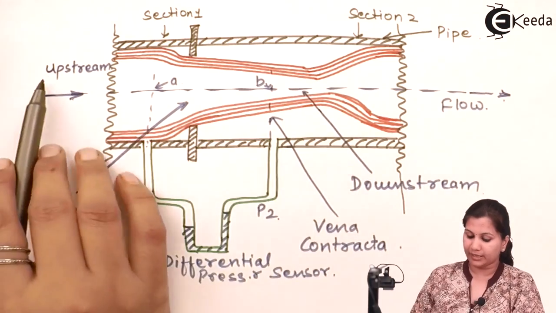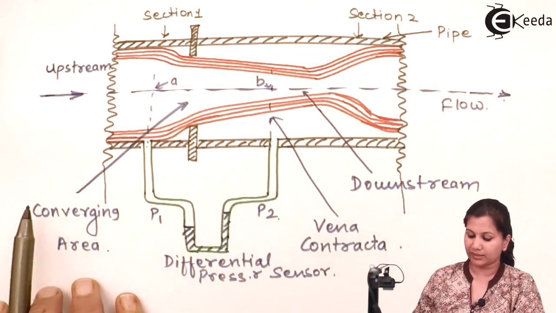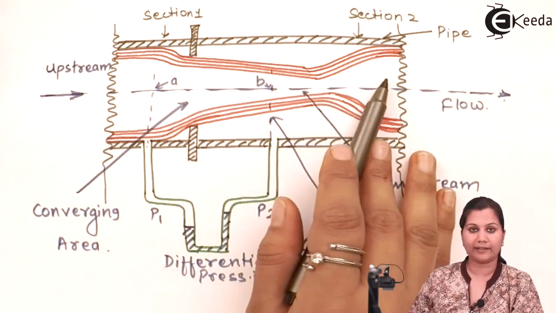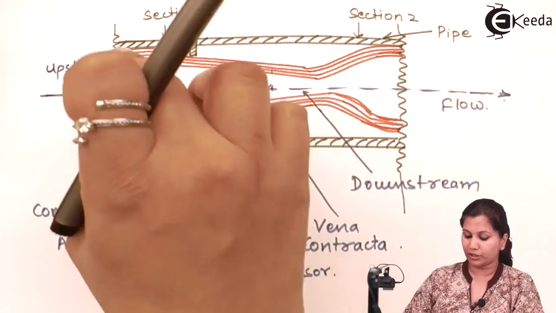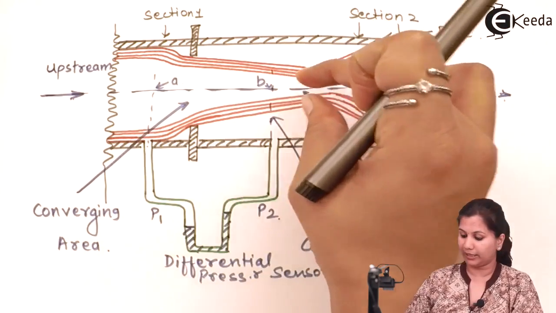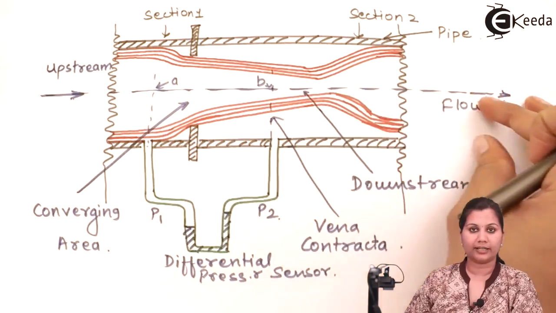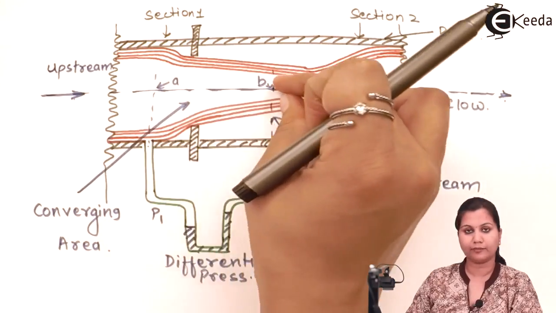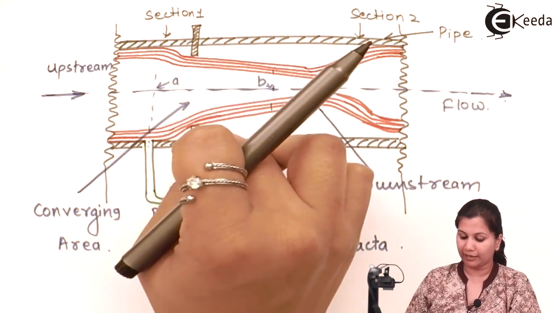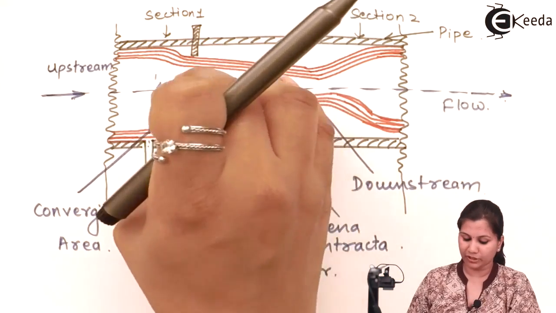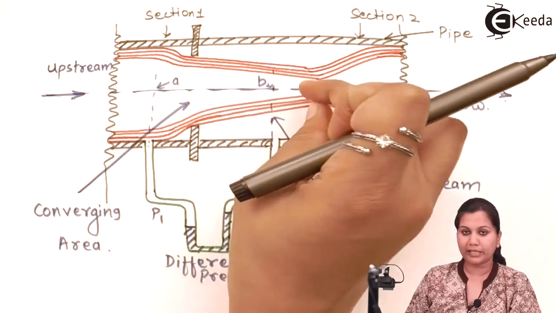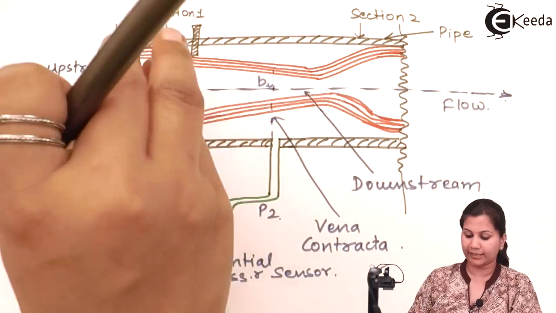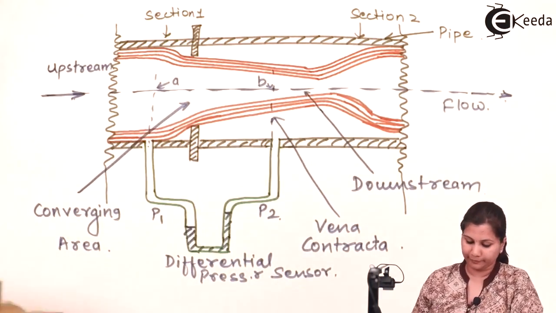Okay, this is the upstream, this is the downstream, this is the converging area, and this is the diverging area. Converging means it's converging here, and diverging means its diameter is increasing here, so it's the diverging part and it's the converging part. These are the flanges, and with the help of these flanges the orifice plate is placed inside the pipe. Okay.